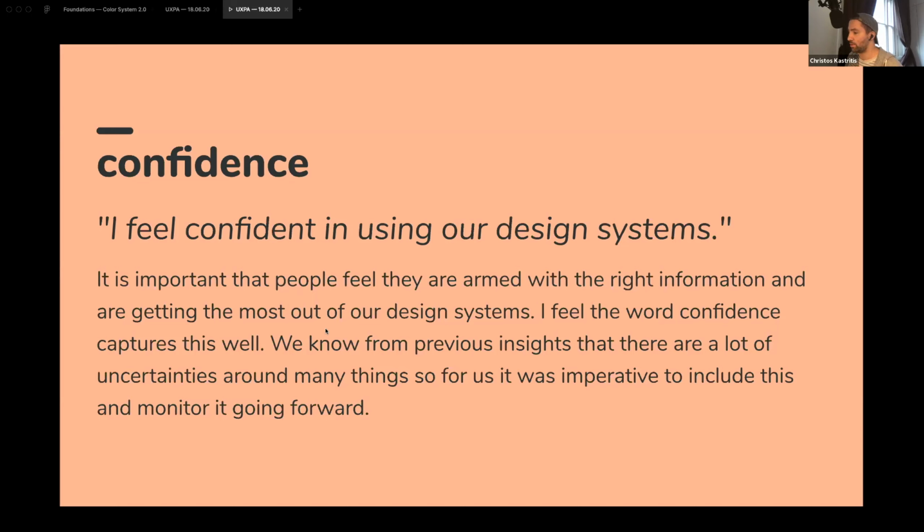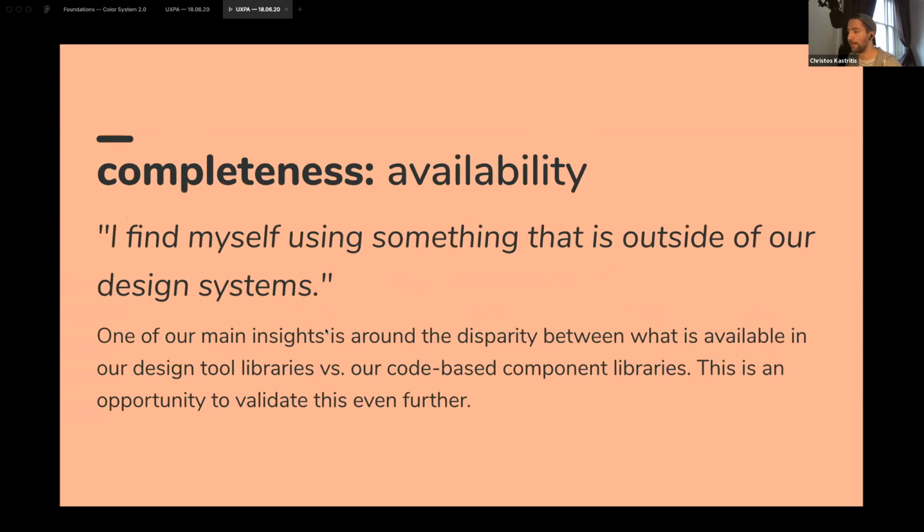I know from previous insight that there are a lot of uncertainties around many things, which is a little bit more common in a federated model, at least from what I've seen. So it's imperative to include this and monitor it going forward. Completeness, availability: "I find myself using something that is outside of our design systems." One of our main insights was the disparity between what is available in our design toolkits versus our code-based component libraries. So this is another opportunity to validate that even further.